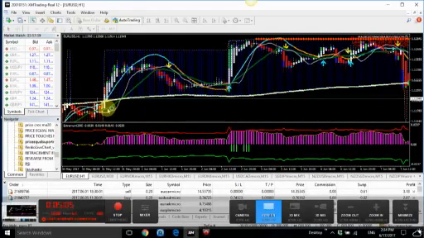When the price is crossing the moving average 200, you set your goal: 30 pips stop loss, 30 pips take profit. Look at what happened here.